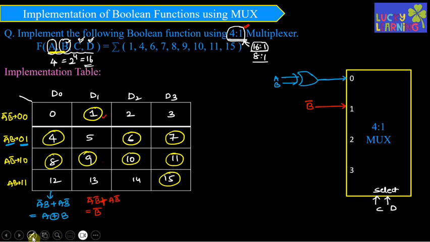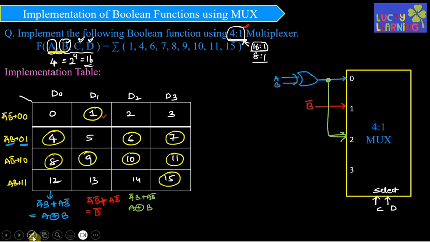Now look for data input 2. Data input 2 which is circled 6 and 10. 6 and 10 is representing A dash B plus A B dash. This is representing A exclusive or B. So the same exclusive or is connected to data input 2 of this multiplexer. So the multiplexer data input is connected with it.